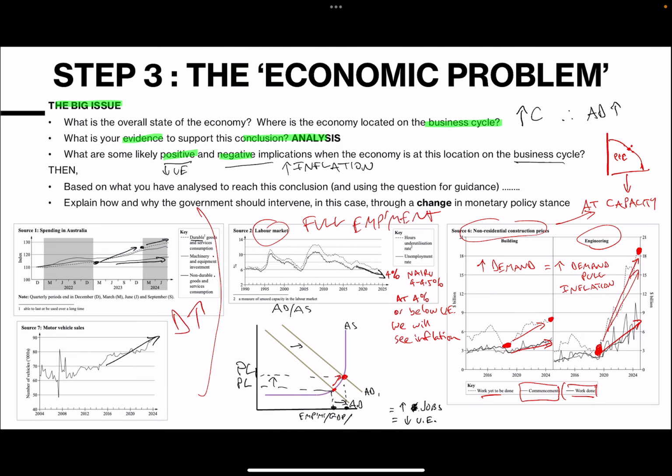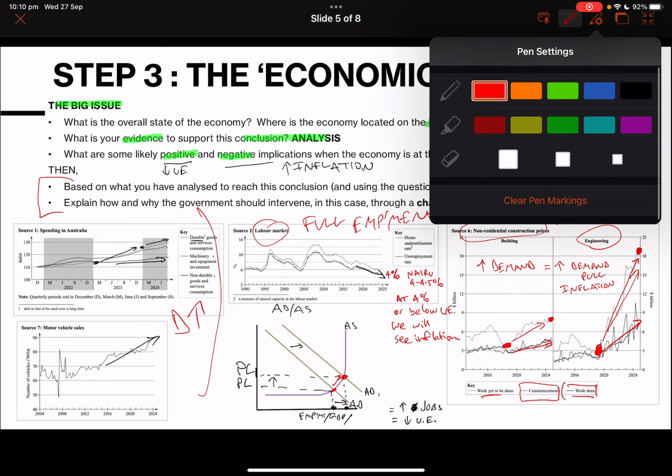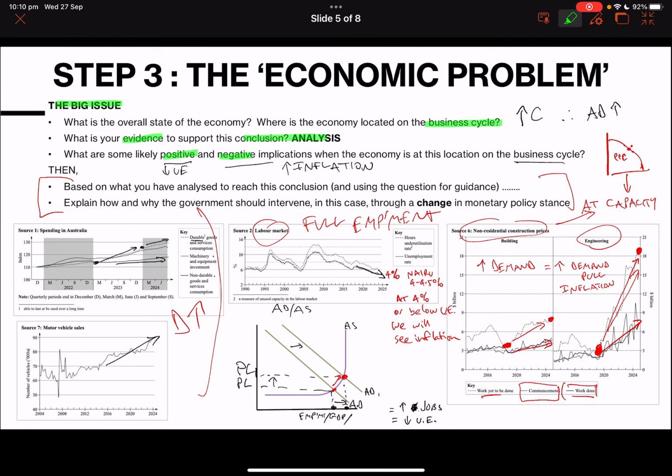So we've kind of analysed all this stuff here. I actually missed a step. So we've done all the analysis. So based on what you have analysed to reach this conclusion, using the question for guidance, explain how and why government should intervene. And in this case, through a change in monetary policy stance.